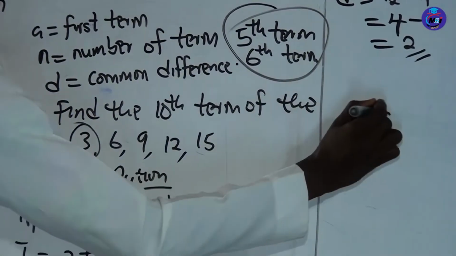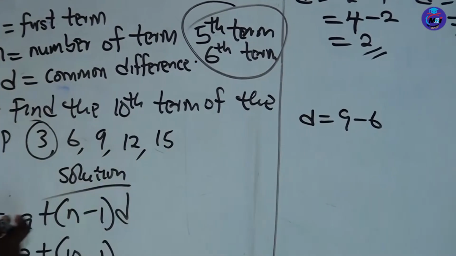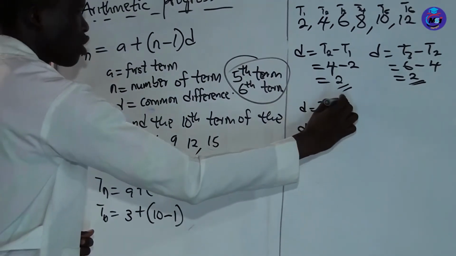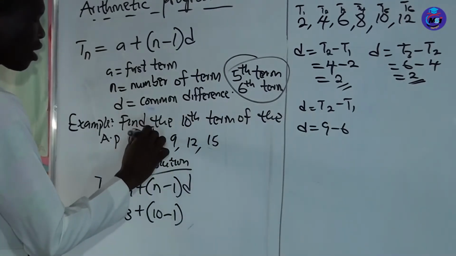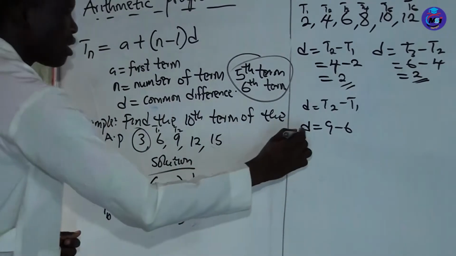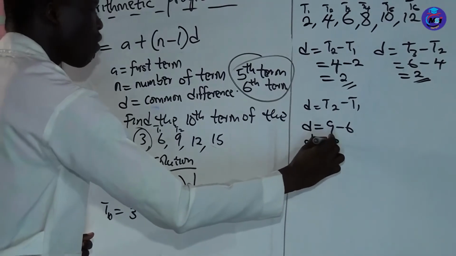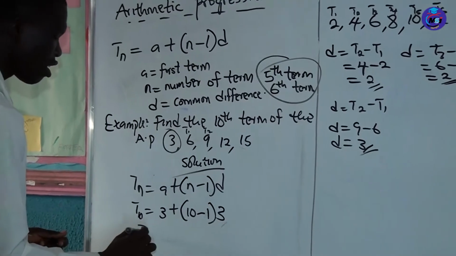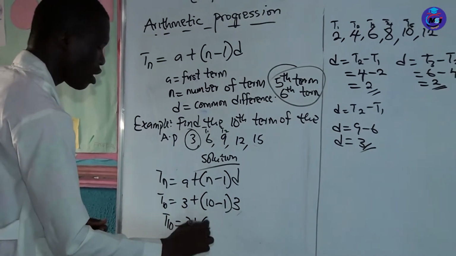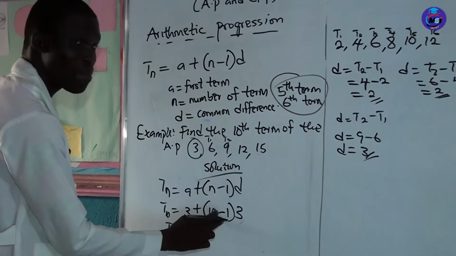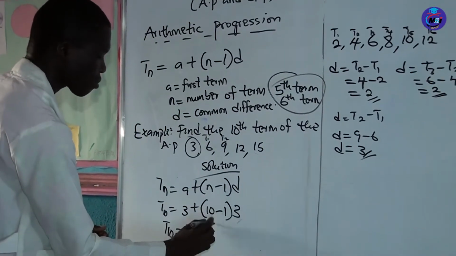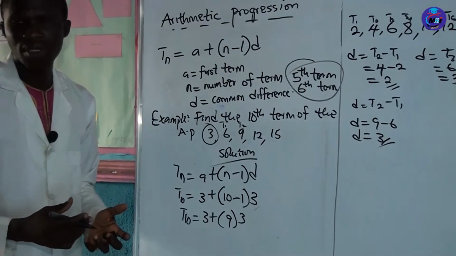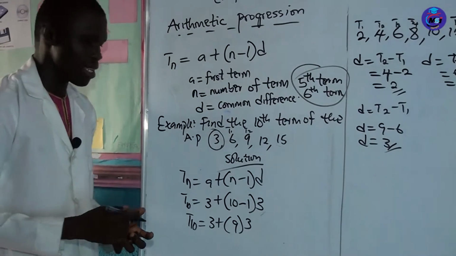Okay, d is going to give us 9 minus 6, because d equals T2 minus T1. This is T1, this is T2. So 9 minus 6 will give us 3. T10 is going to give us 3 plus 10 minus 1 times 3. 10 minus 1 will give us what? 9. Now, let's multiply 9 times 3. What are we going to get?